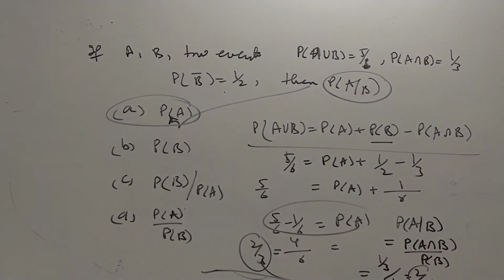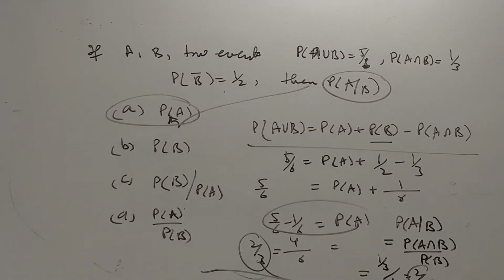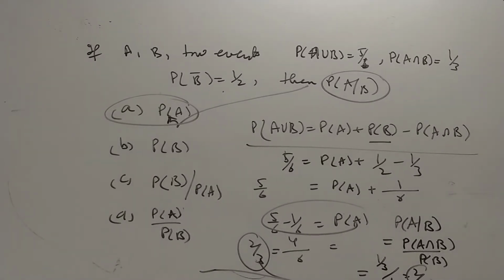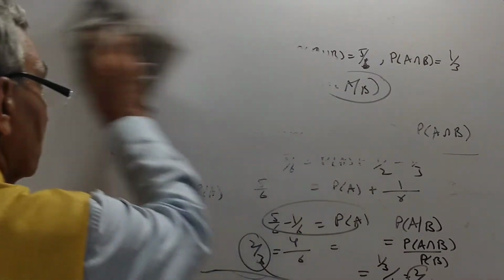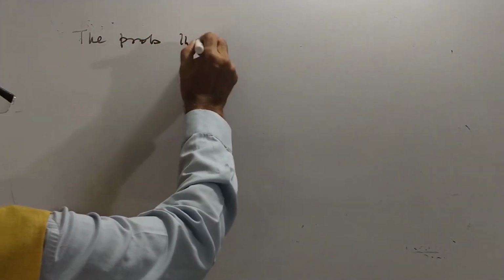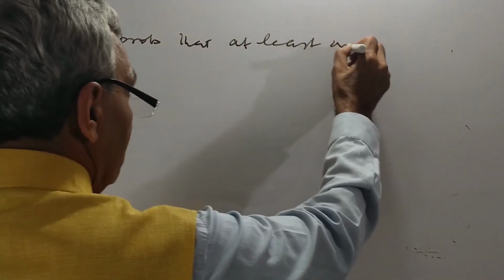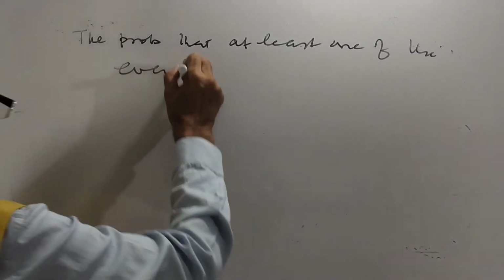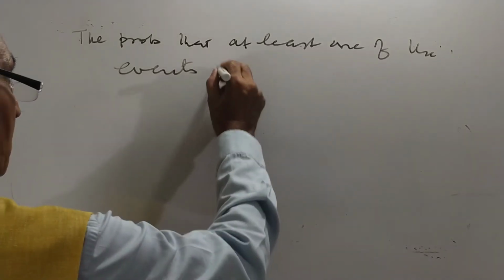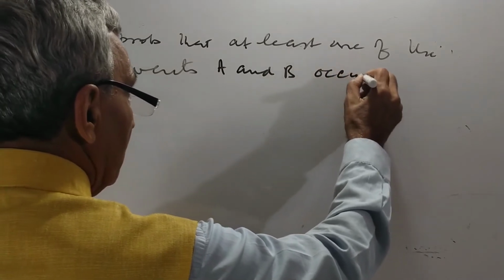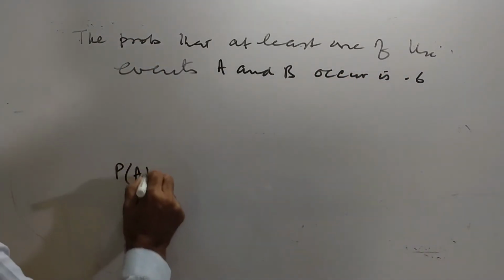Now look at another question. Quickly we'll go to another question here. If the probability that at least one of the events A and B occurs is 0.6, that means probability of A union B is equal to 0.6.